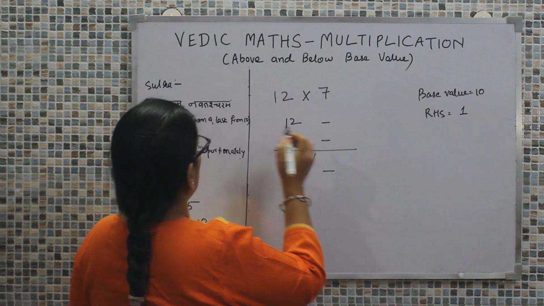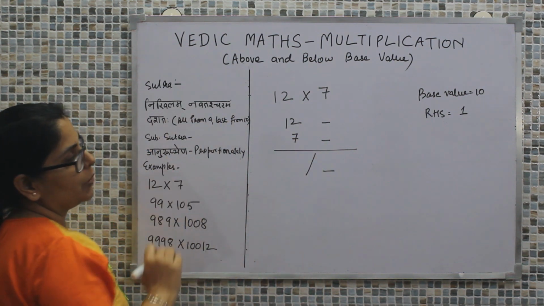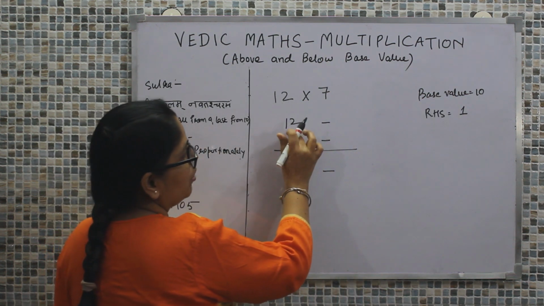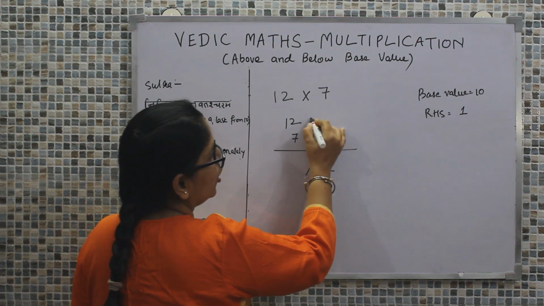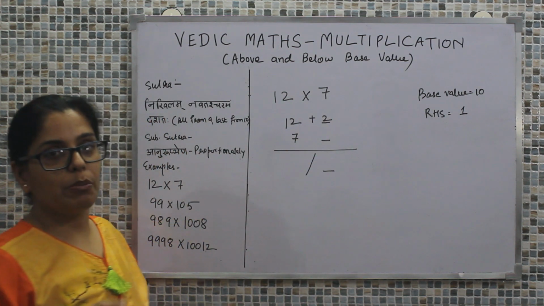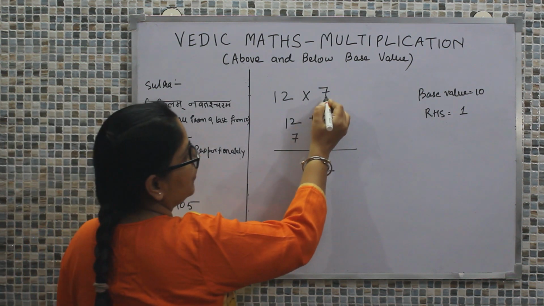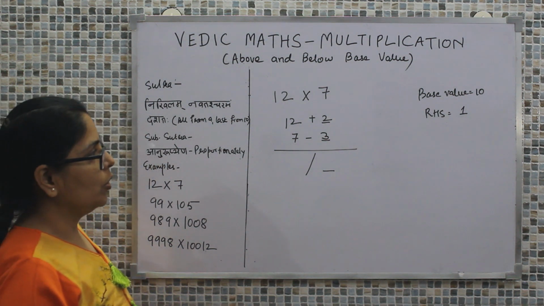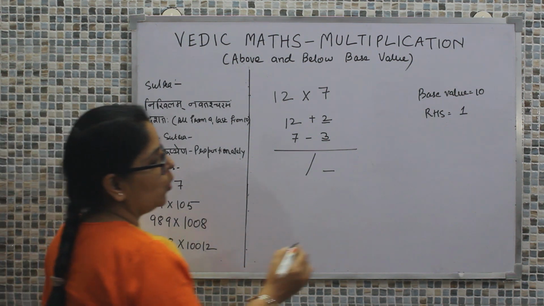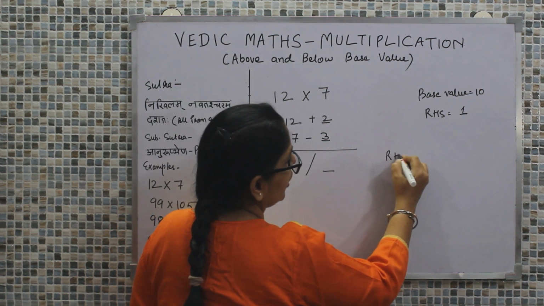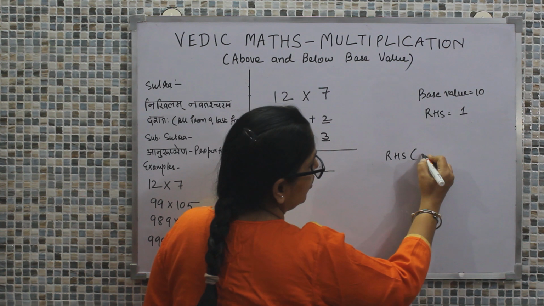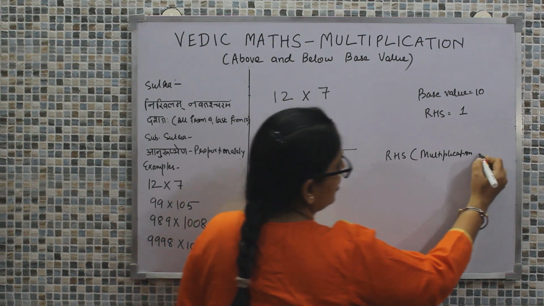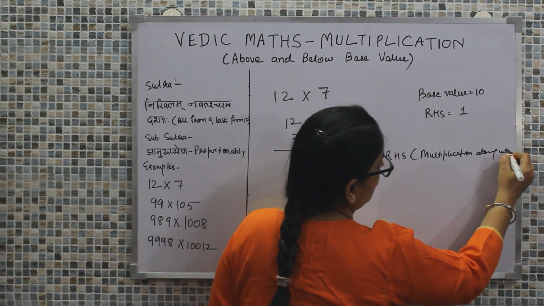Now let's move to the sutra of Nikhilam Navatashcaramam Dashatah. Because we have the base value as 10, when we compare 12 and 10, it is 2 more than the base value. Similarly, 7 is 3 less than the base value. Once we have identified the base value, when we calculate the RHS, we multiply, and the multiplication is done along with the sign of the digits.